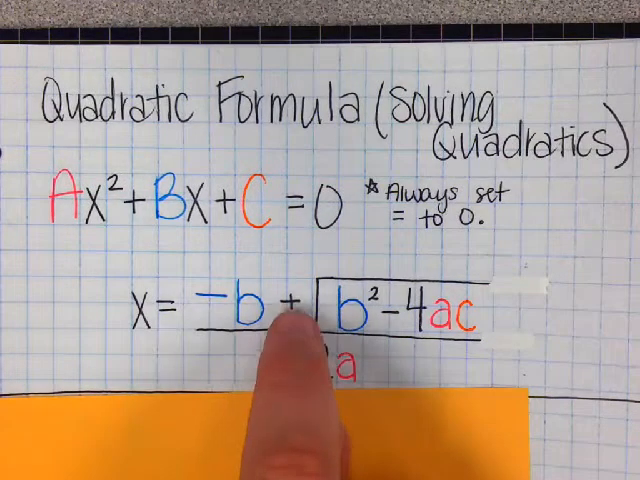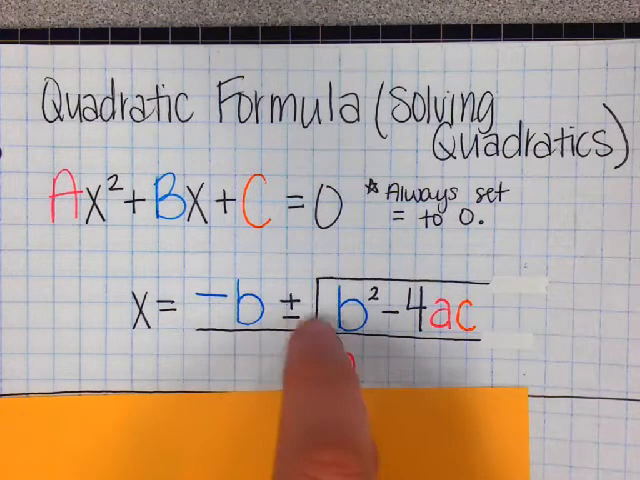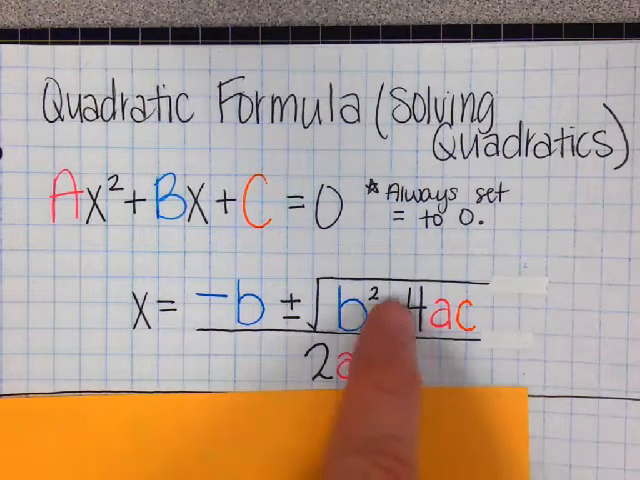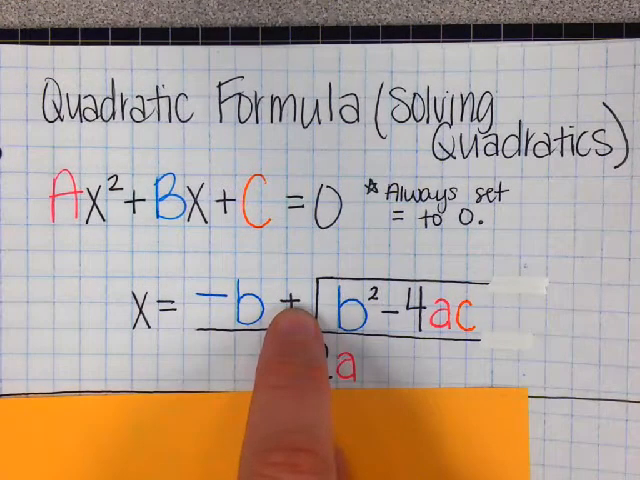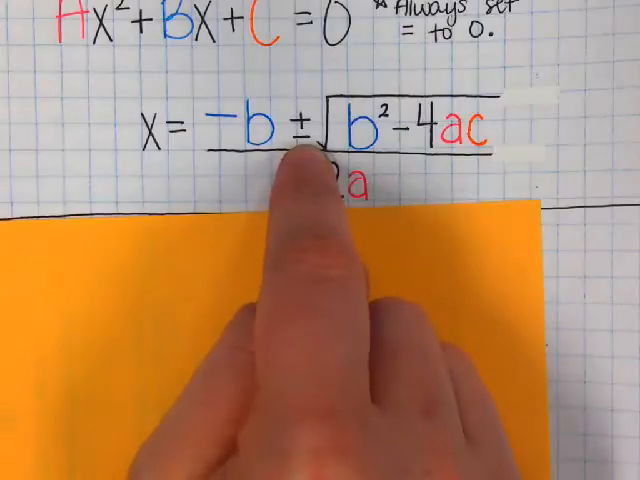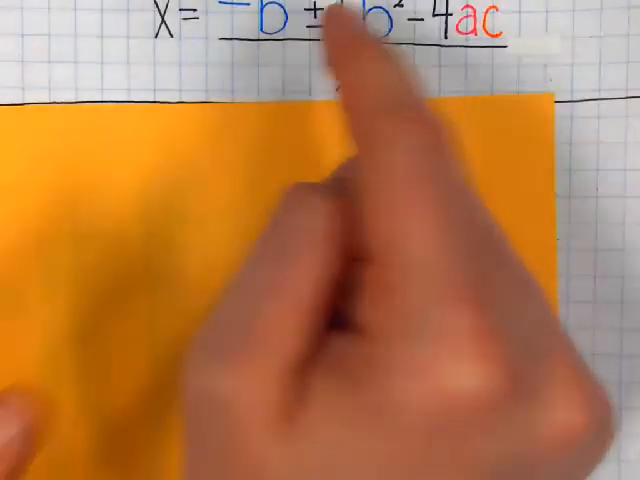Remember that plus and minus reminds you that when you take the square root of whatever number, you have to write it both as a positive number and as a negative number, because quadratics can always have two solutions.